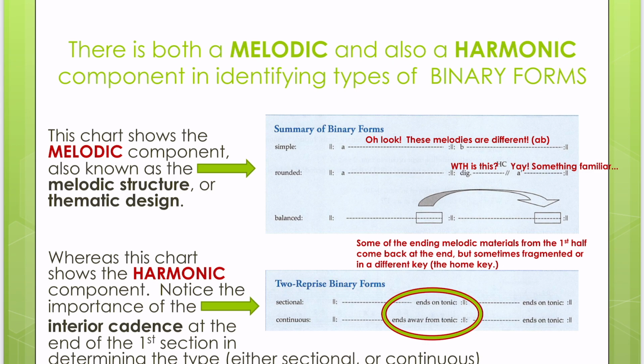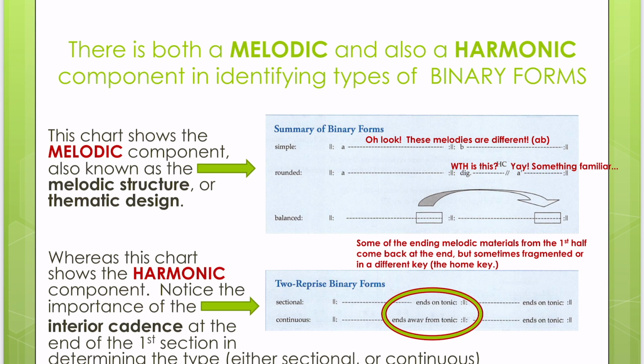Sometimes just fragments of them, and sometimes in a different key because you need to end the piece in the home key. So often the box from the first half is transposed into the home key at the second half. It's not an exact replication most of the time. It's just little fragments or part of the materials. And that's called balanced when the melody does that.